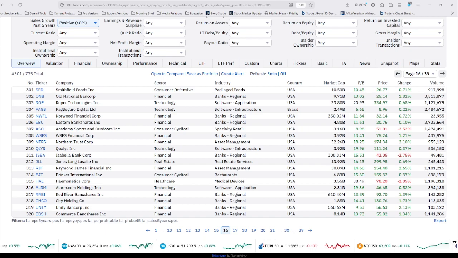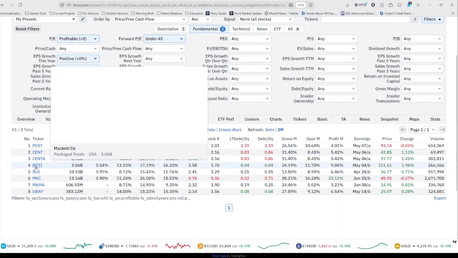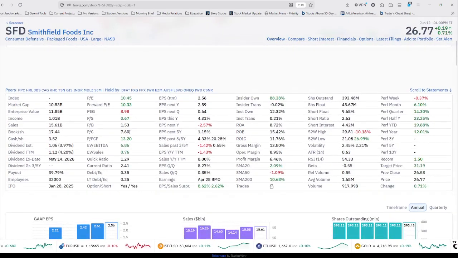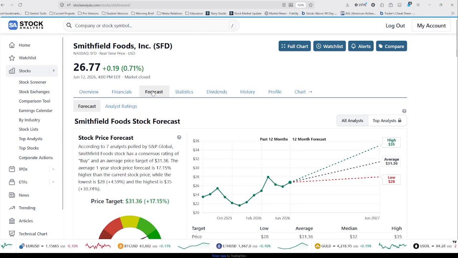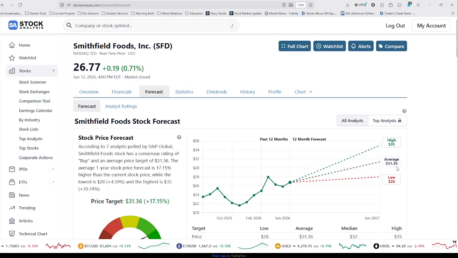Is that analyst price the same as the street price? No, no, no, no. That's a discounted price. So like I said, that particular price we would have discounted by 18.5%. So let's go to SFD real quick. They have the analyst target right here. You can also go to stock analysis, go to forecast, and $31.36.